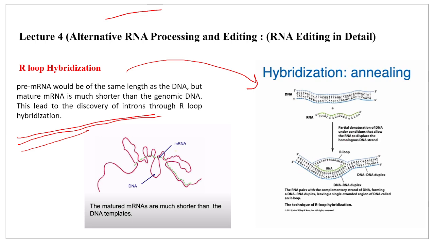See, now what is happening? This is the DNA duplex, DNA paired with DNA, but here DNA is paired with RNA. The RNA pairs with the complementary strand of DNA, forming an RNA-DNA duplex, leaving a single stranded region of DNA called R loop. Because RNA has hybridized in that particular portion, the DNA which is displaced is known as R loop, and this technique is known as R loop hybridization.